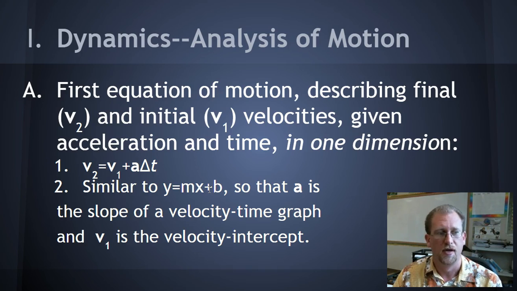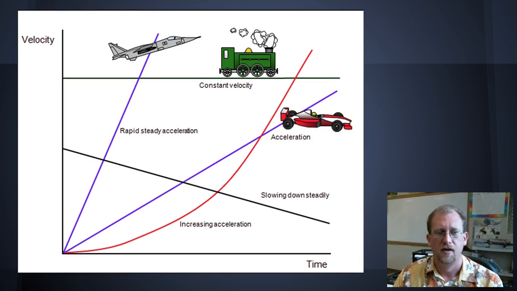It's pretty straightforward. Let me give you some pictures here. If you were to graph rapid, steady acceleration like a jet fighter, you would have a straight line acceleration graph, and this is velocity and time. So your velocity is increasing as time goes on. You're going faster and faster and faster, versus in a train where you might be going the same speed for a very long amount of time. You'd have no acceleration, you'd have a constant velocity, right?